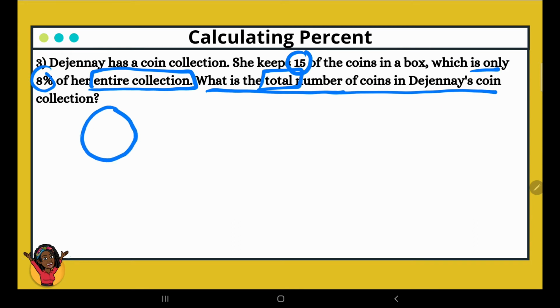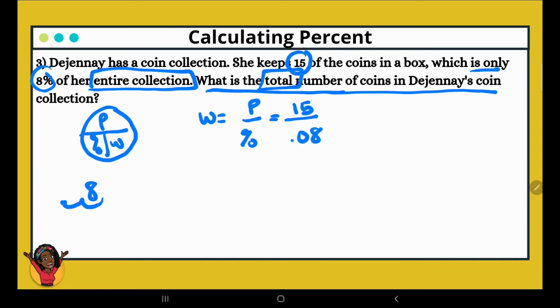We draw a percent wheel. And we have that whole is equal to part divided by percent. So let's go ahead and plug in those numbers. 15 goes on top. Now, if we convert that 8% to a decimal, we get 0.08. So if it's 8%, I'm moving 2 places, which gives me 0.08. And then I'm going to set up my division house.